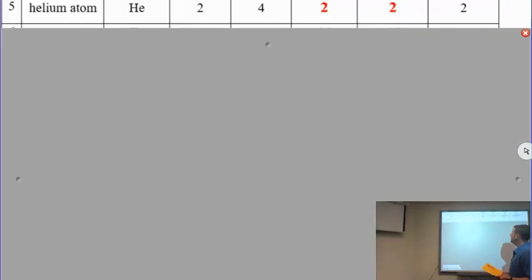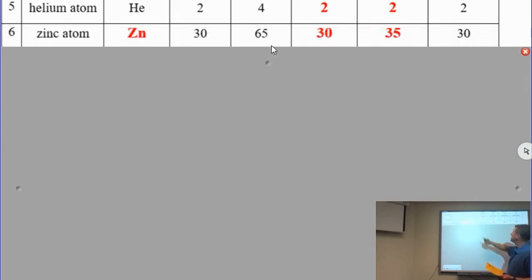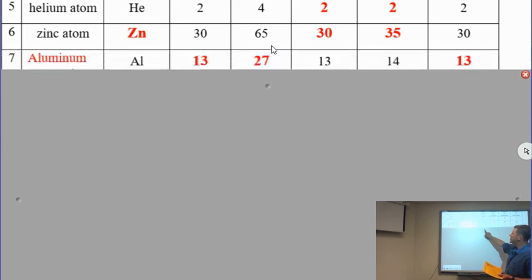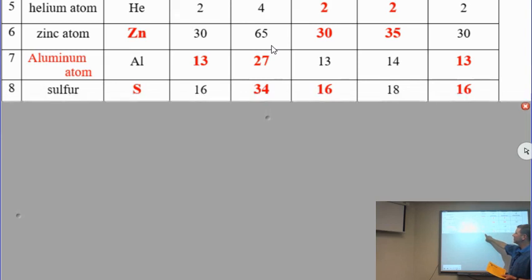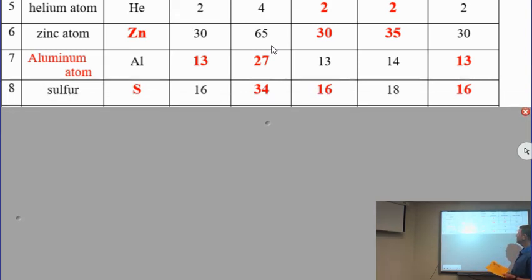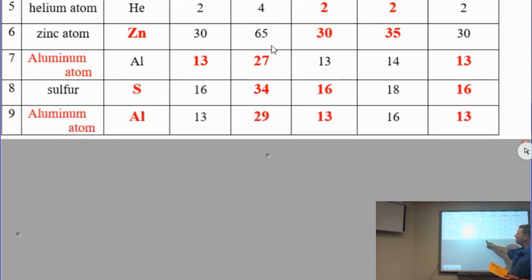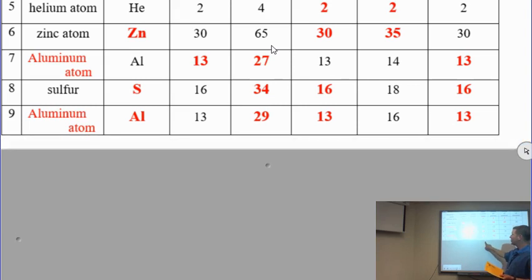So hopefully you did, in fact, pause the video and do the next ones. Here's the answer to number 6. If you haven't done number 7 yet, pause the video before I reveal the answers. There's number 7. Notice I'm putting the word atom behind it. That means it's neutral. Pause the video, do number 8. There's number 8. And pause the video and do number 9. If you do have questions, please contact us.